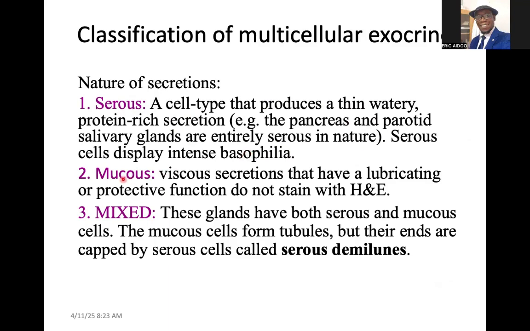Okay. Then the mucous types will be viscous or thick secretions that have lubricating or protective function. They do not stain with H and E. Okay, just like the goblet cells. And as we will see, some other types of the salivary glands like the submandibular and the sublingual also will have some component of the mucus.